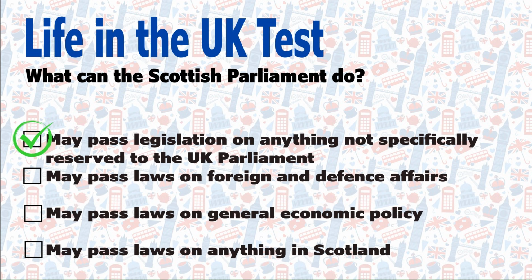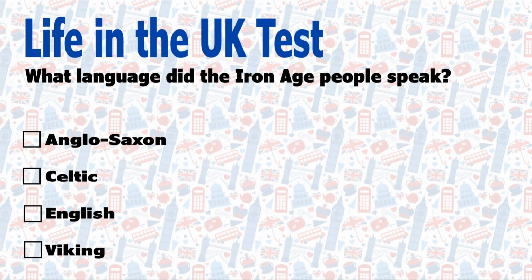May pass legislation on anything not specifically reserved to the UK Parliament. The Scottish Parliament can pass laws for Scotland on all matters which are not specifically reserved to the UK Parliament. The matters on which the Scottish Parliament can legislate include civil and criminal law, health, education, planning, and additional tax-raising powers. What language did the Iron Age people speak?